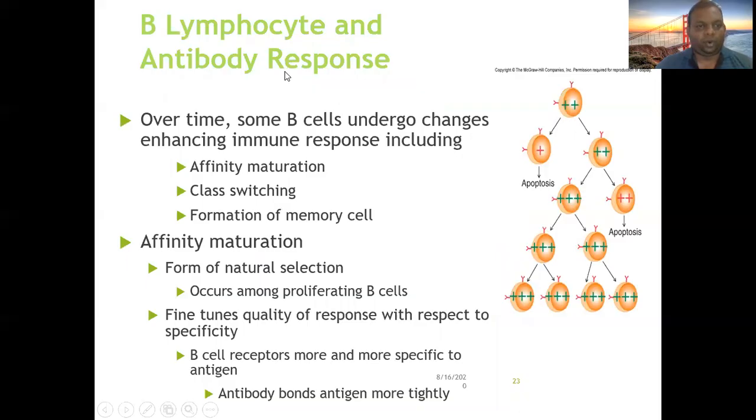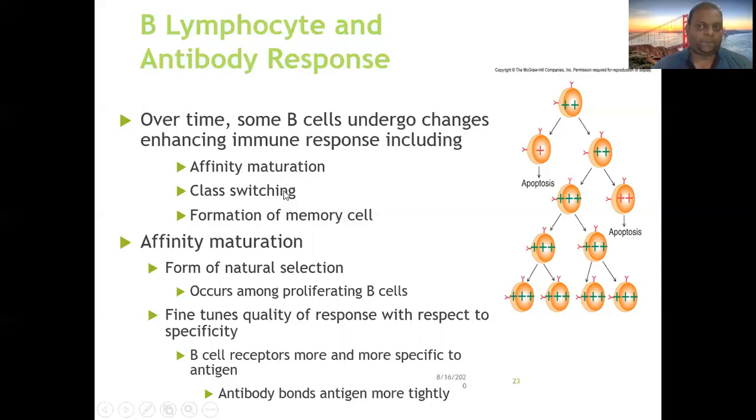Antibody response: over time, some B cells undergo changes. With repeated exposure, there is affinity maturation, class switching, and formation of memory cells. Affinity maturation means the binding ability to a particular antigen, termed affinity. So as time passes with repeated exposure, the affinity will be high compared to naive antibodies of the initial phase of infection.